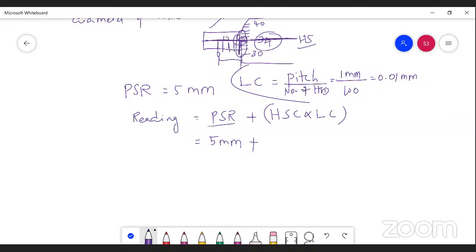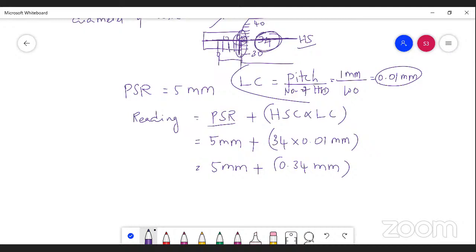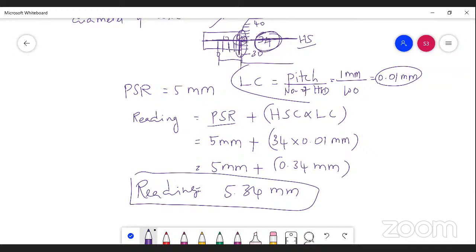So plus H scale coincidence. H scale coincidence is 34th line division is coincidence. So 34 into the least count of screw gauge, which is equal to 0.01 millimeter, is 0.34 millimeter. So 5 millimeter plus 0.34 millimeter is equal to 5.34 millimeter. This is the correct reading of the screw gauge. This is the formula of reading, how we calculate, measure, and read the screw gauge.